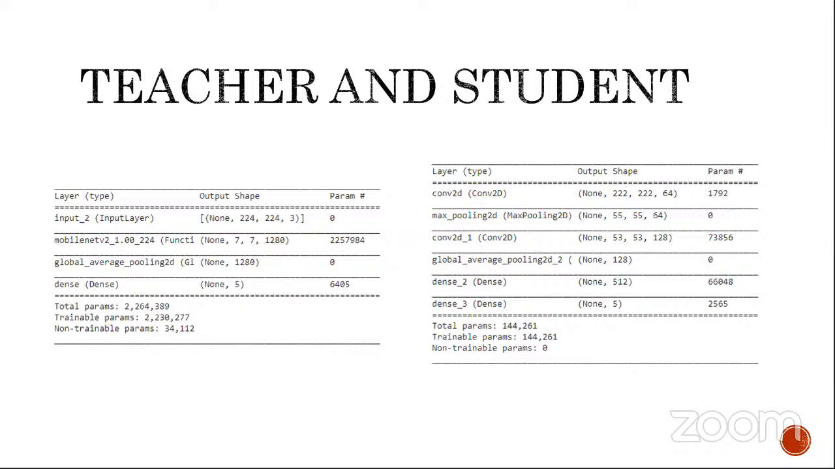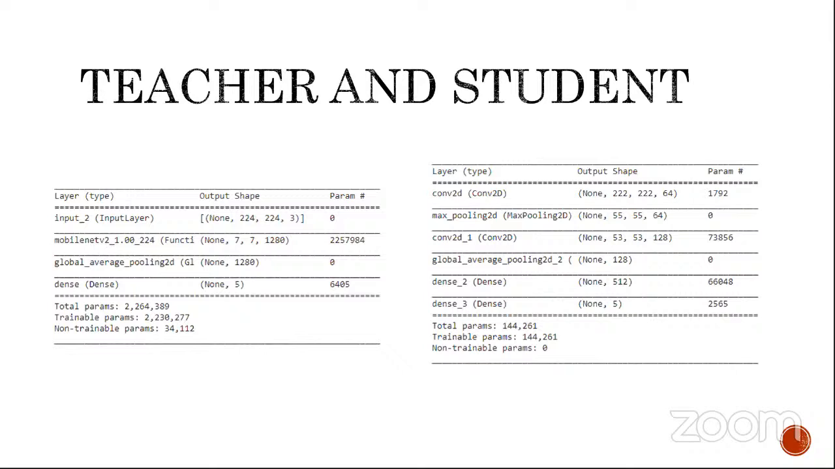Here the teacher architecture stands for a very large or complex architecture. If you see, after the input layer of the neural network, a MobileNet V2 architecture has been taken, which has around 22,57,984 trainable parameters. On top of that, we are doing one round of average pooling, and then at the end a dense layer is connected. So ultimately the teacher model architecture has 22,30,277 trainable parameters.